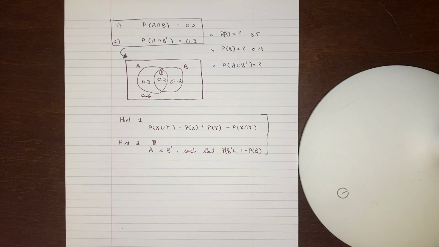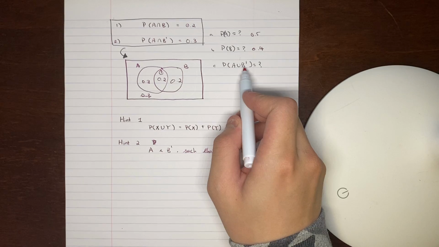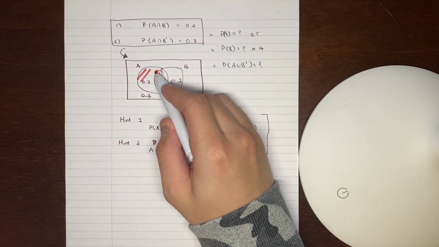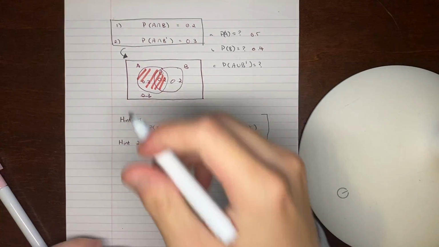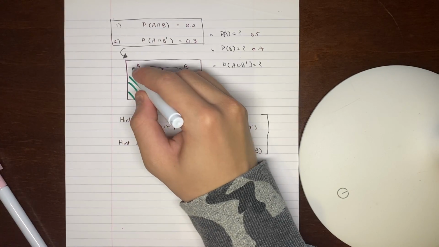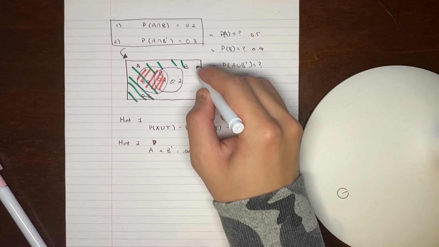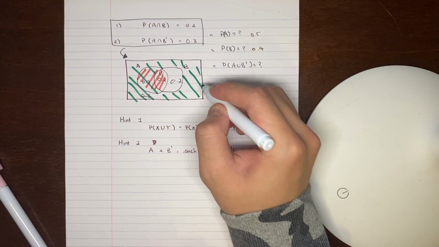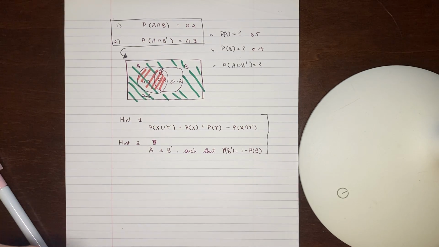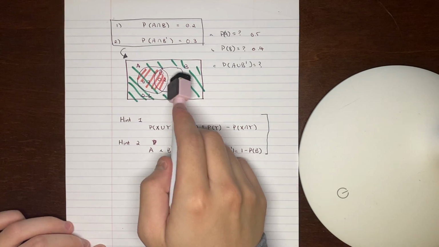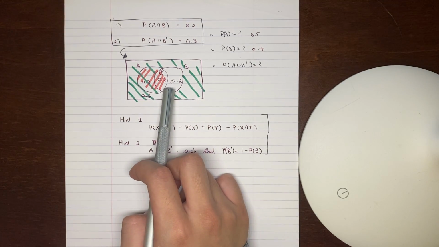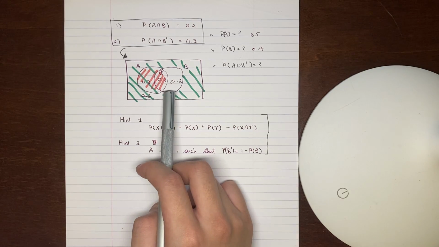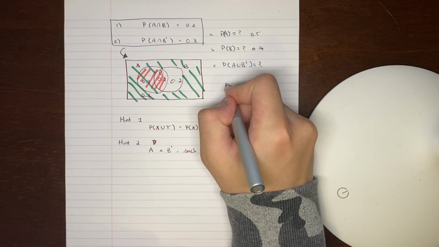Last answer, P(A or B dash). Since this is the last one, I'm going to highlight it for you. A or B dash. A is where? And because it's or, we can add them all together. Where is B dash? B dash is everything outside of B, so here. So it's basically everything except for the middle bit, right? Which is 0.4. So 1 minus 0.4 is what?